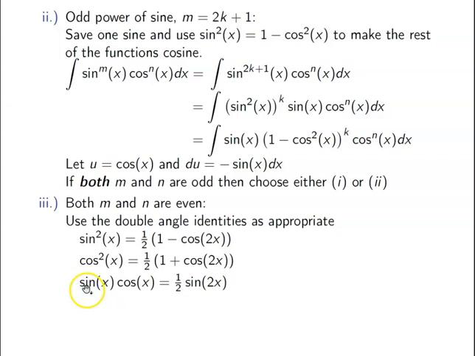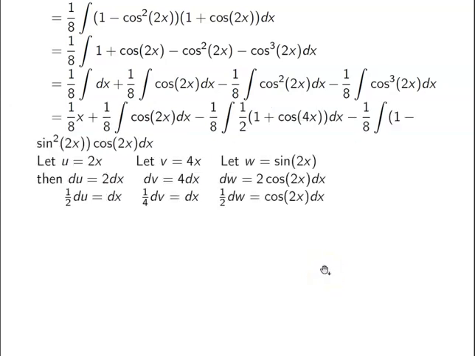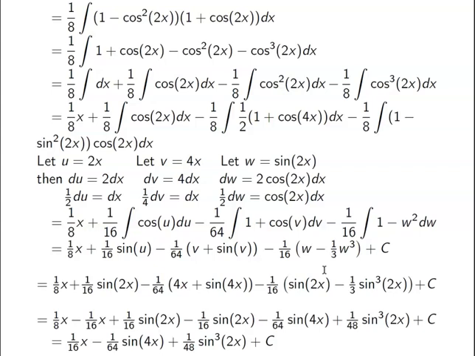The third option is to try to use this double angle identity, right? Sometimes this one might be easier than the others. Sometimes this one will be easier than this one. Just kind of have to go for it, right? So let's do these substitutions.